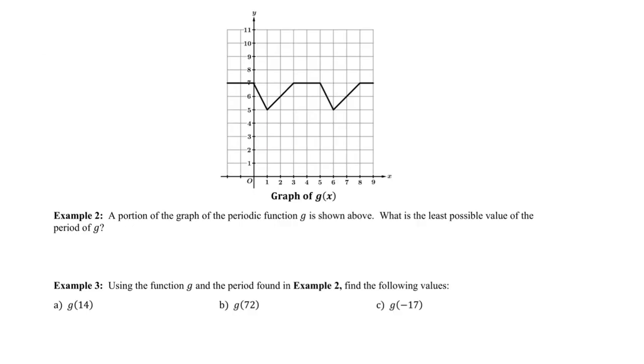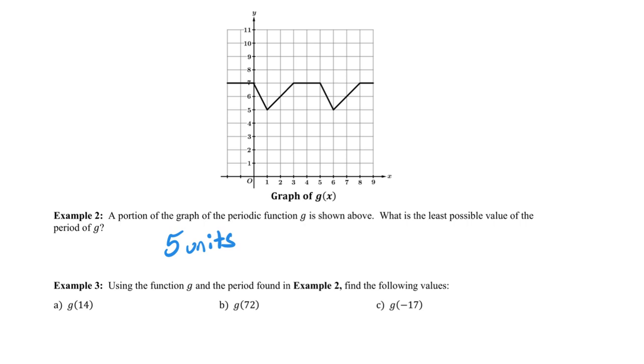So here in example 2, they gave us a graph, and they want us to know what is the least possible value for the period of g. So we need to pick a starting point, and the easiest way to do this is to pick a maximum or a minimum. So we have a couple options here. We could go from here and follow along until we got back. So I got back to that point, but I want to get back to that point and go down. So we go over here, and that would give us a period of 5 units.